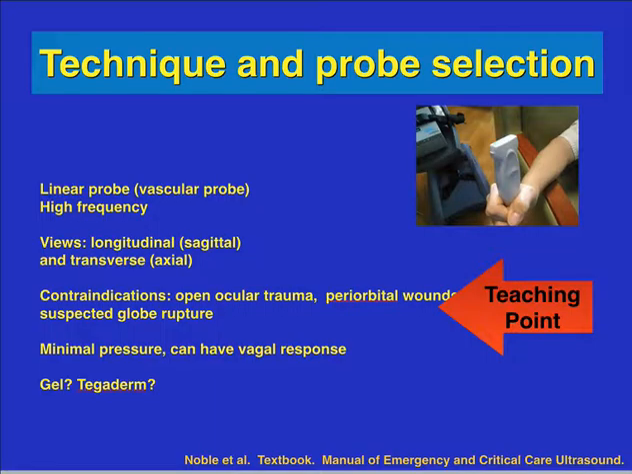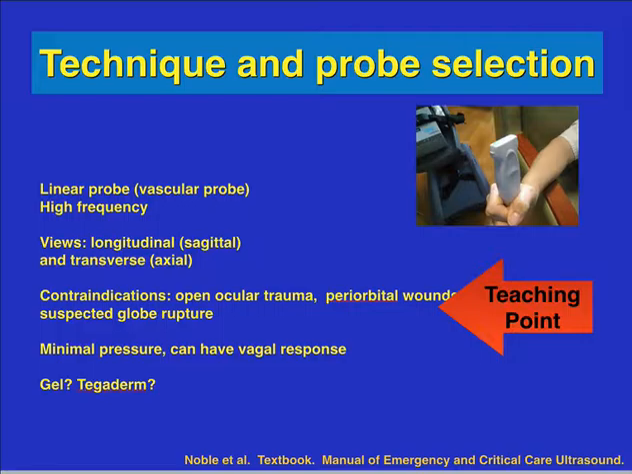So technique and probe selection. You can use the vascular probe that is available almost in any intensive care unit or emergency medicine setting. You want to use high frequency because you want high resolution so you can see all this eye pathology. You can do longitudinal and transverse.